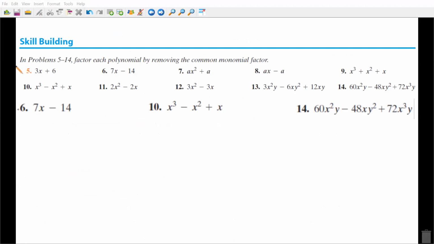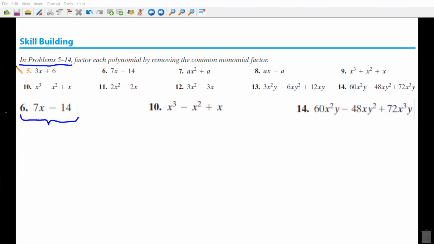I chose these exercises. Number 6 is because it was a little review. Then in number 10, I want to continue reviewing the topics about factoring the greatest common factor. Look that it says, in problems 5 to 14, factor each polynomial by removing the common monomial factor. Okay, so what is the greatest common factor of exercise 6, guys?